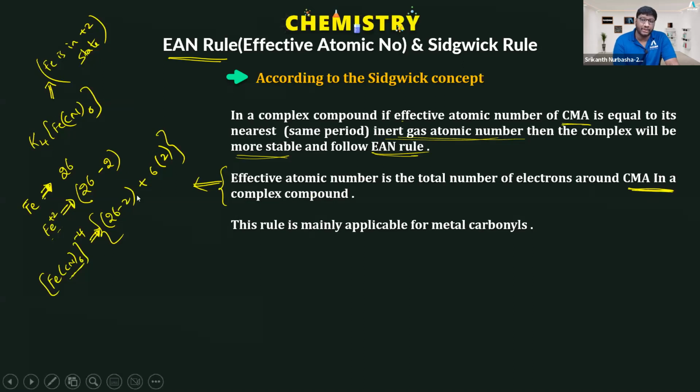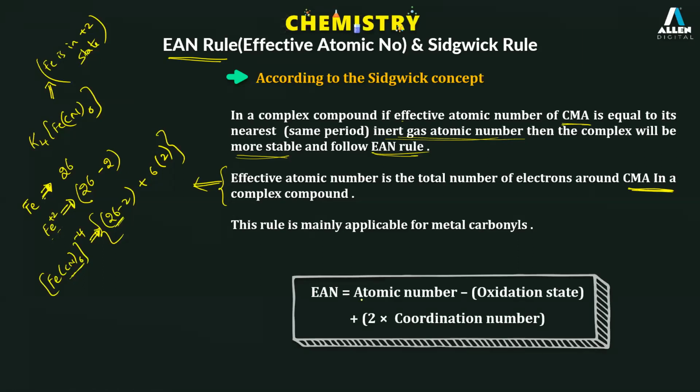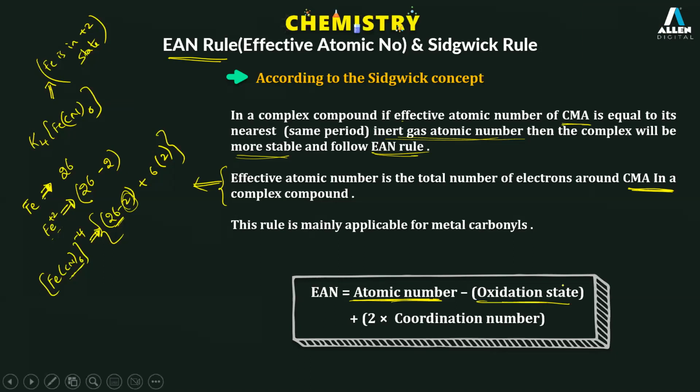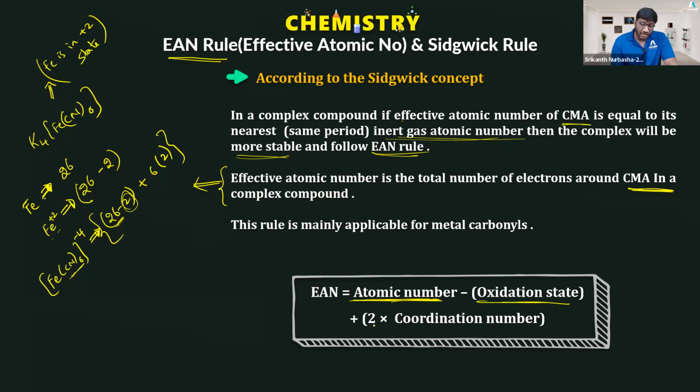This you can write down in the formula. What is 26? 26 is nothing but atomic number. Very good. What is 2 here? 2 is the oxidation state. Very good. What is 6 into 2? 2 times the coordination number. So you can use this formula: effective atomic number is equal to atomic number of the metal atom minus oxidation state plus 2 times its coordination number. This is the effective atomic number, which indicates the number of electrons present around the central metal atom in the complex.